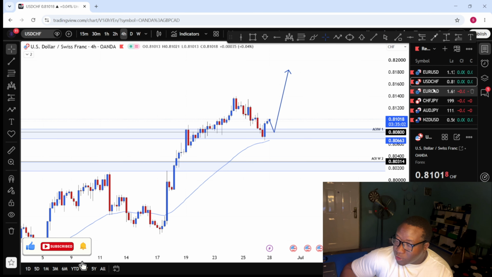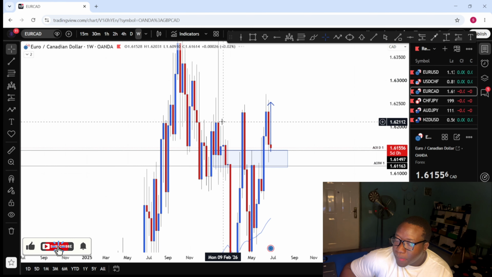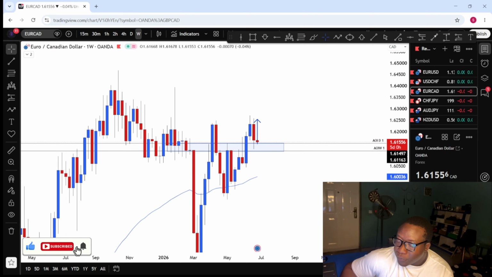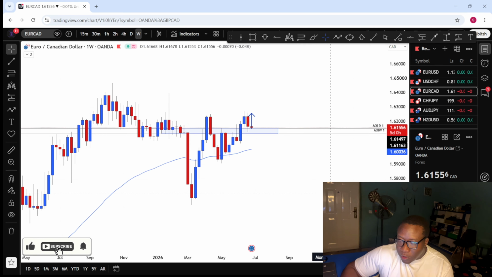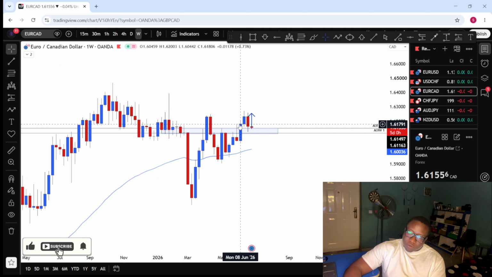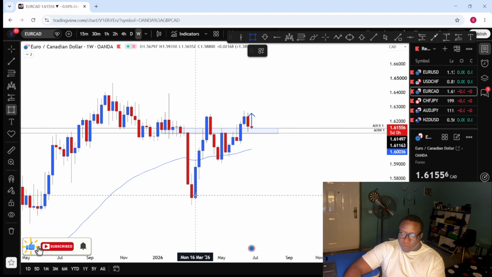The next pair that we're looking at is Euro CAD. Euro CAD on the weekly time frame, you can see that the market is bullish. Some of you now might look at this market and see the market is bullish from this point here, but that's wrong. The market is bullish from this point here. Let me put it for you so you see.